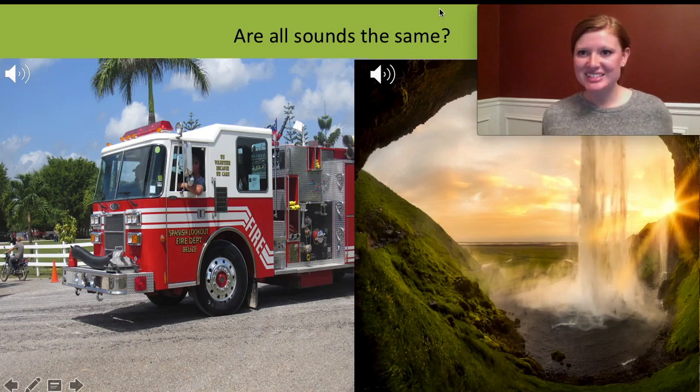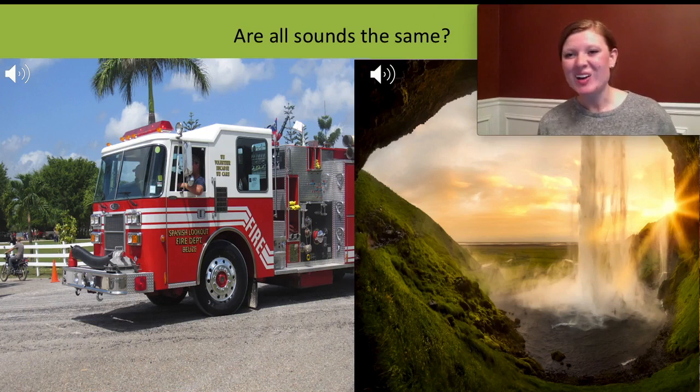Okay, so let's answer that question. Are all sounds the same? That's right, not all sounds are the same. Some of them are very alarming. Some of them are very soothing, depends on your opinion of that. But the thing that we could all agree on, though, is that both of these sounds had to start somewhere, and they had to travel in the same way. So what is that way? What did they start with?